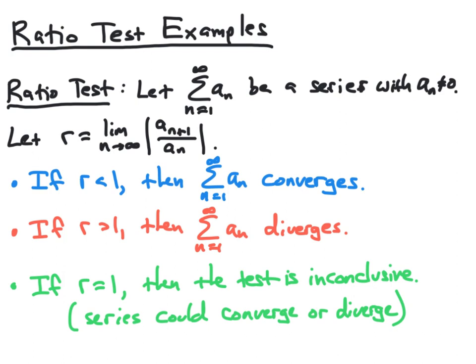Since we'll be taking the ratio of two terms of our series to compute the number r, the ratio test is incredibly useful when we have a series whose terms consist of expressions which are exponential, powers, or especially factorials.